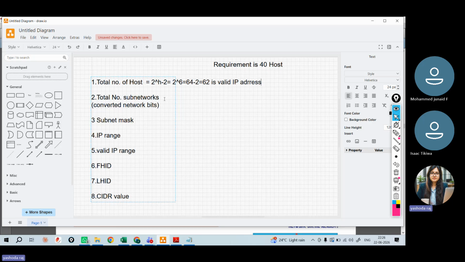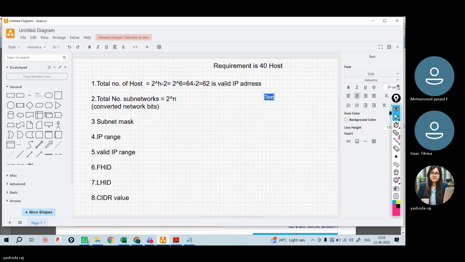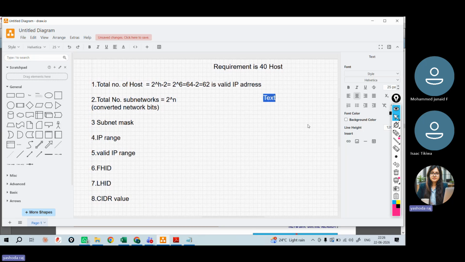Okay, how am I going to calculate the total number of subnetworks? The total number of subnetworks is 2 raised to n. So now tell me here, 1, 2, 3, 4, 5, 6, 7, 8.